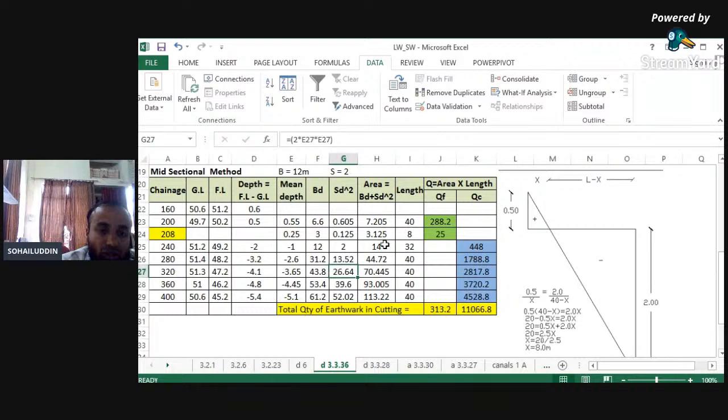It is just the addition of all these areas. Next is length. How to find out length? Again 200 minus 160, that is 40. 208 minus 200, that is 8. 240 minus 208, that is 32.